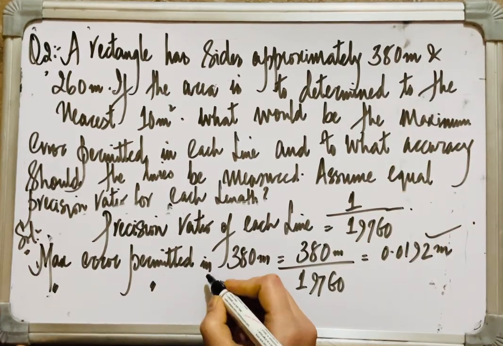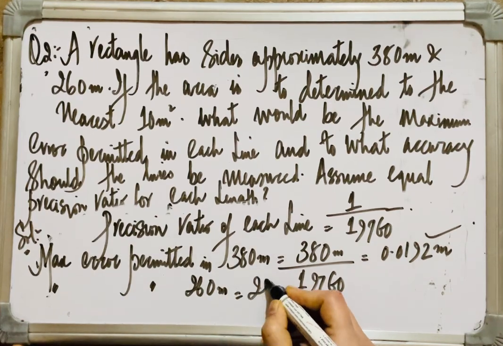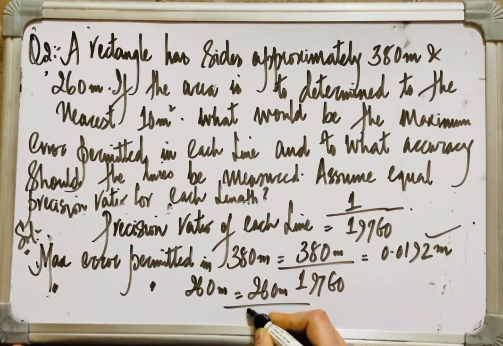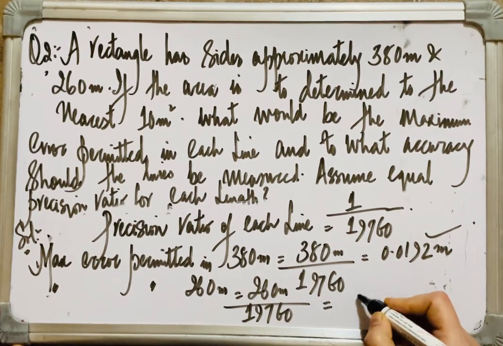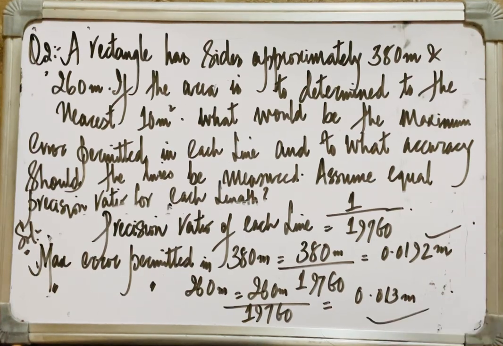Similarly, maximum error permitted in 260 meter length is equal to how much? 260 meters divided by the precision ratio 19760, which by calculations is equal to 0.0132 meters. All right.